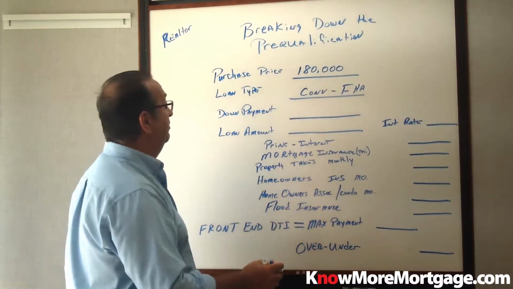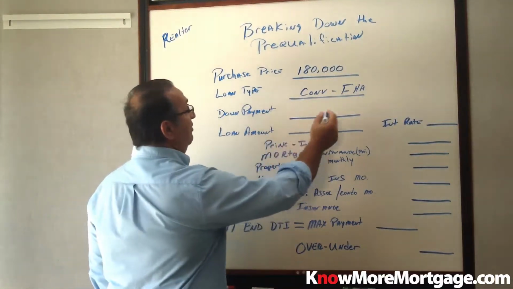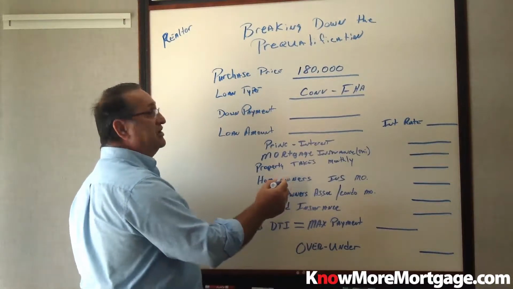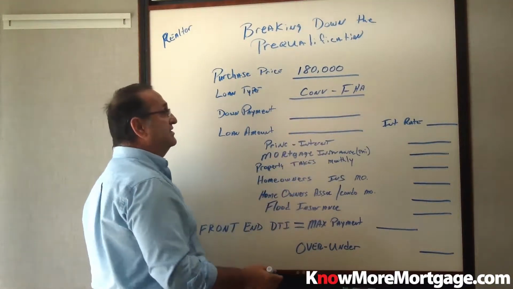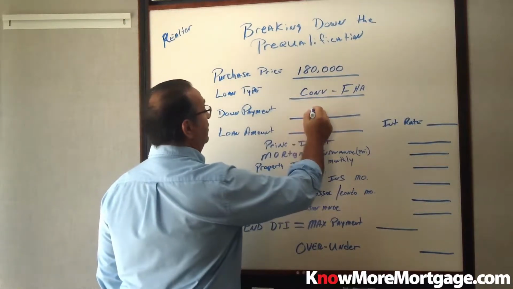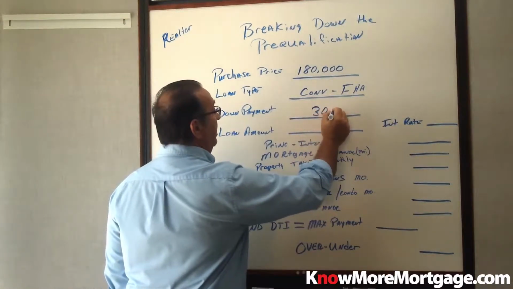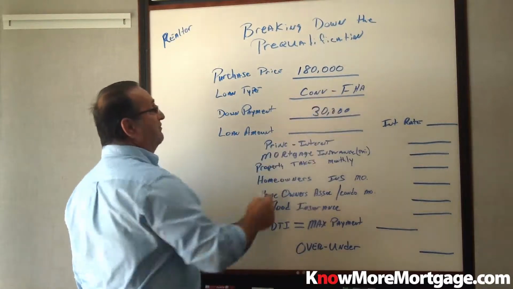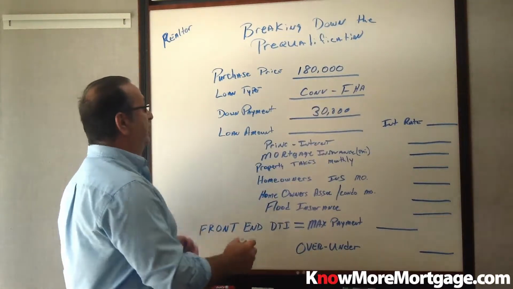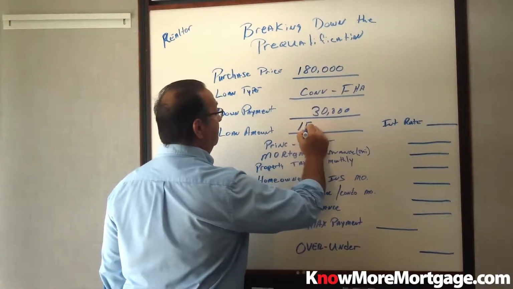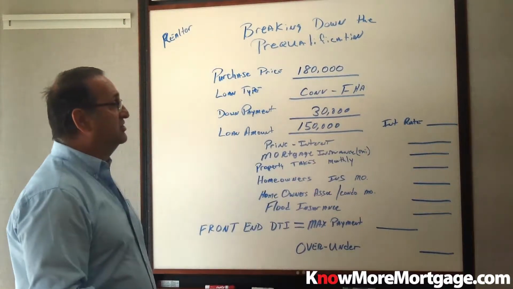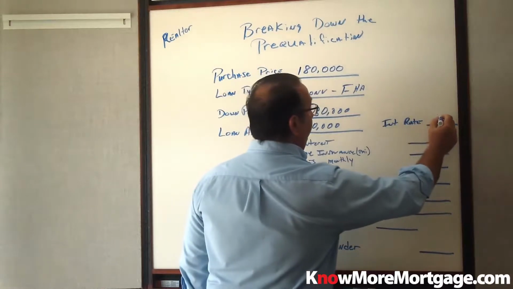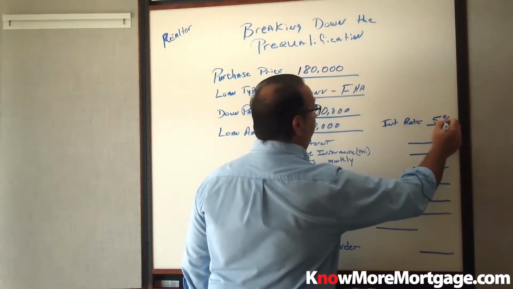So let's keep it simple. Whatever our down payment is, for the pre-qualification letter, a good loan originator would have verified the person's assets. So if that person has $30,000 down, they're capable, whether it's FHA or conventional. Okay, we'll look at it. We're looking at a loan amount of $150,000. Okay, and if we look at an interest rate of, let's say, 5%, let's use that as our factor.